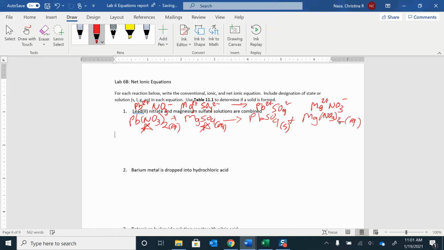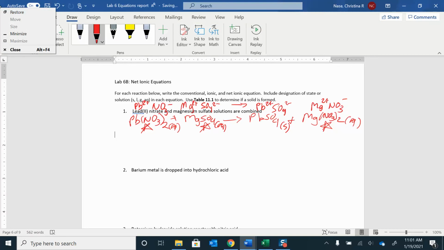This guy gets a star. I'm going to dissociate him. This guy's going to stay by himself. He's a solid. He's not a strong electrolyte. He's not a soluble ionic compound. This guy is. He's a soluble ionic compound. Soluble means aqueous. Ionic means it's a cation and an anion. So anybody that has a star there, they're going to get split up into ions.